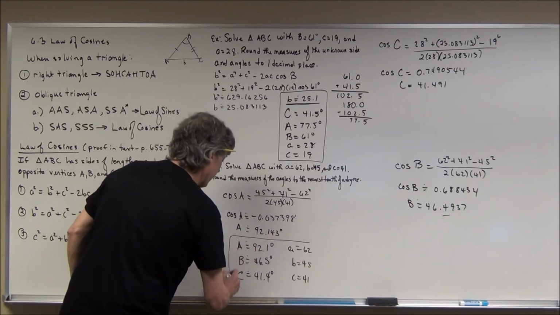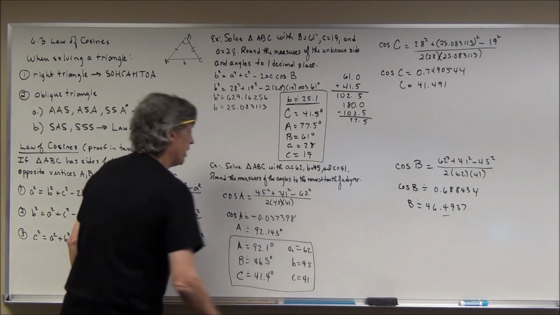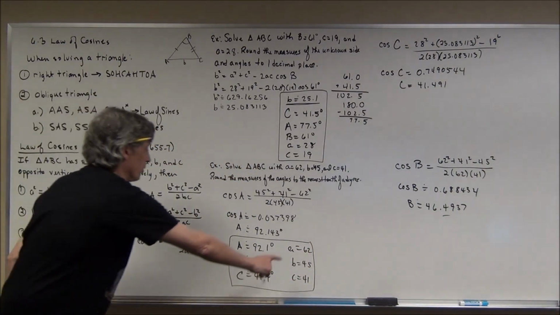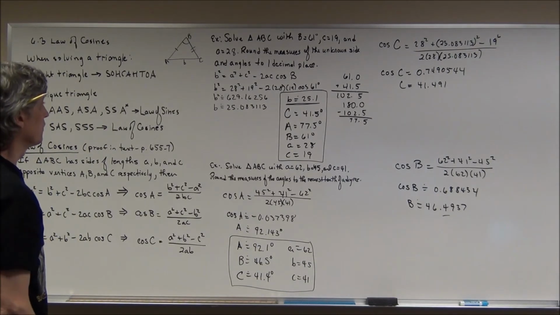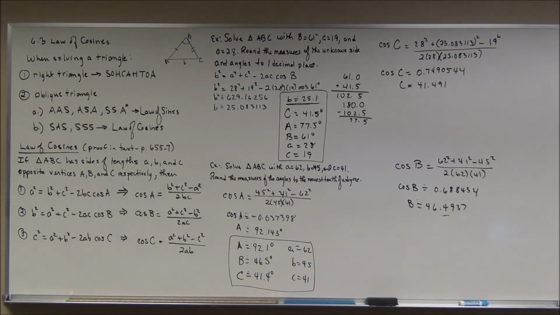And as you can see, I have all 6 measurements, and I have solved the triangle. Of course, these 3 were given, but these are the 3 that I figured out using the law of cosines. Very useful to help us solve oblique triangles where we cannot apply the law of sines.